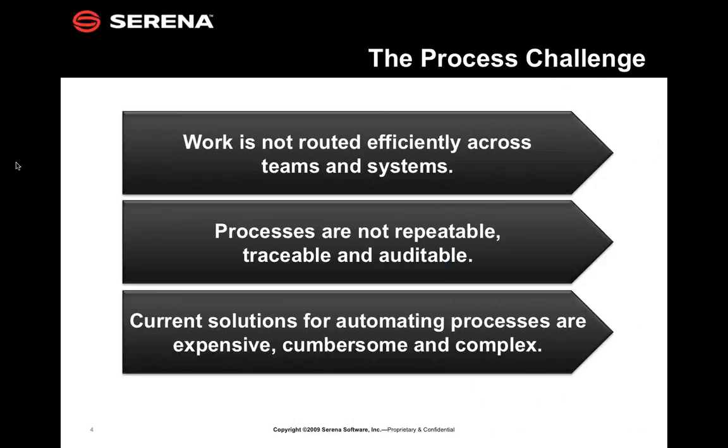So boiling down that process challenge, these are the three main points that we see around process issues in any organization that we might go in and talk to. The fact that work is not routed efficiently across teams and systems. That's that diagram that we just saw with arrows going everywhere. When you have a process like that, those processes aren't repeatable. They're not traceable. They're not auditable.